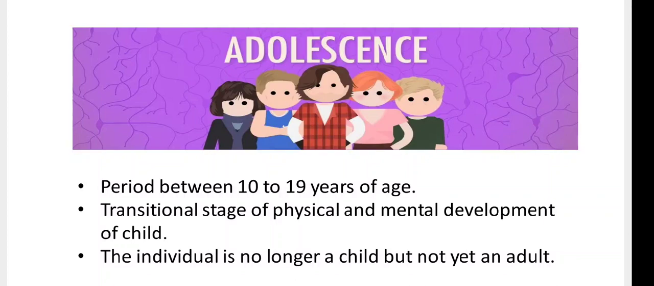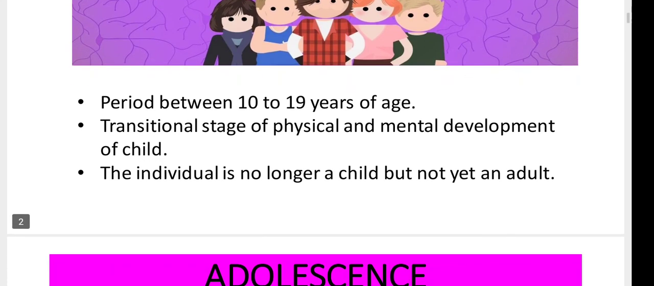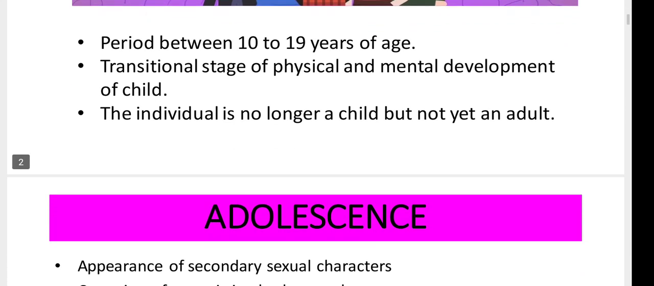Adolescence, this topic is very interesting because it belongs to you students. This is the age stage or period between 10 to 19 years of age, beginning with the appearance of secondary sexual characters. It is also said to be the transitional stage of physical and mental development, where the individual is no longer a child but not yet an adult.